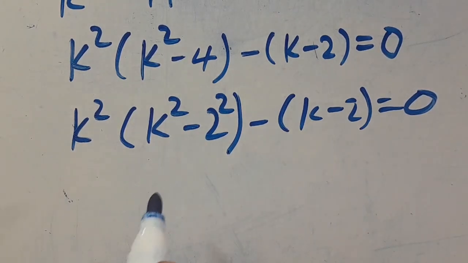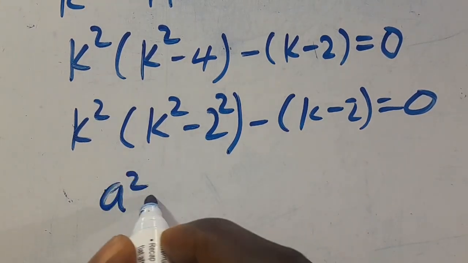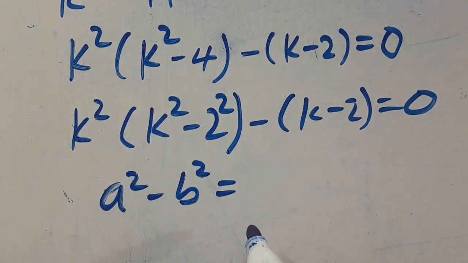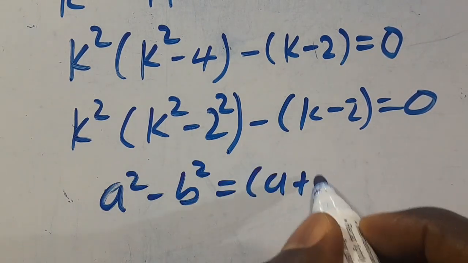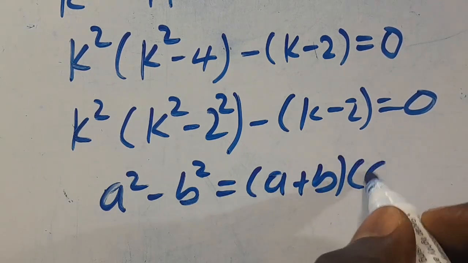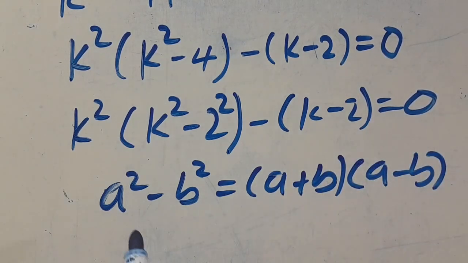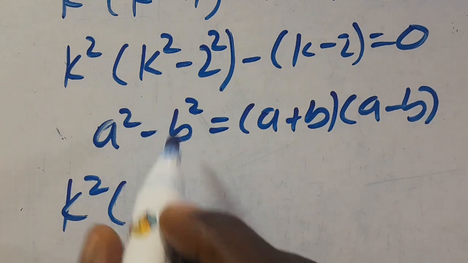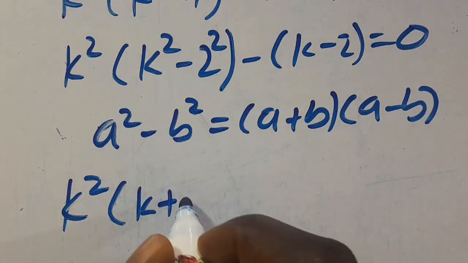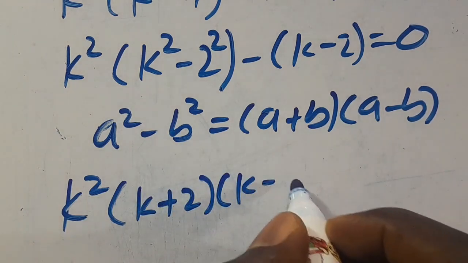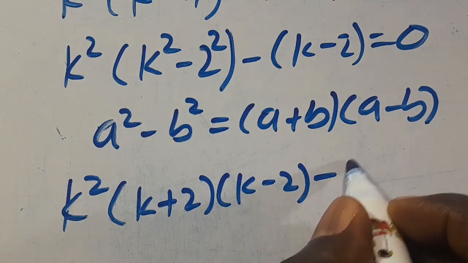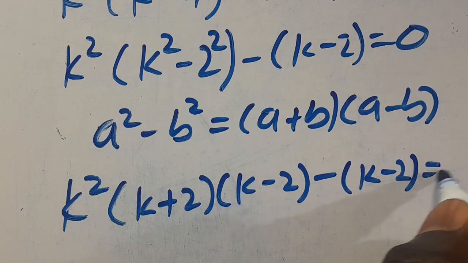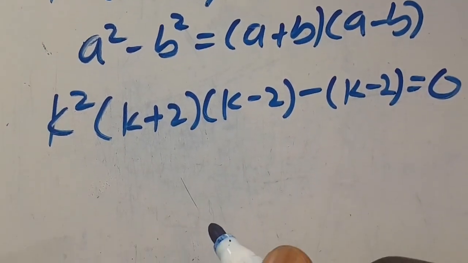This is the difference of two squares. Remember, when you have a² − b², it always equals (a + b) multiplied by (a − b). So when you apply it here, definitely k² will be outside. Here will be (k + 2) multiplied by (k − 2), minus the bracket (k − 2), and we close it and set everything equal to 0.